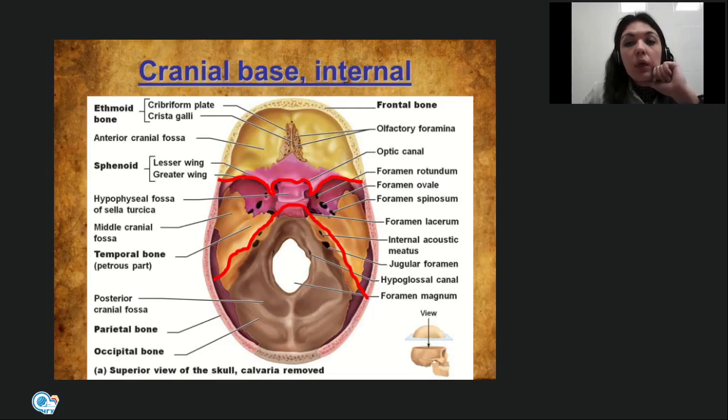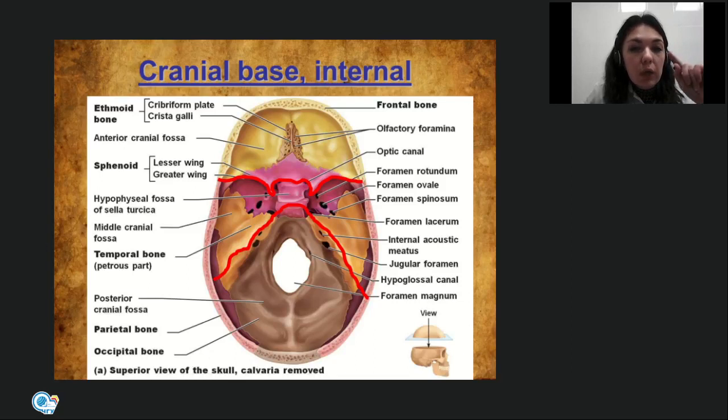The anterior cranial fossa communicates through the foramina in the cribriform plate of the ethmoid bone with the nasal cavity, because the olfactory nerves pass through it to the nasal cavity. Now the middle cranial fossa, fossa cranii media. Anteriorly, it is separated from the anterior cranial fossa by the boundary we have already mentioned. Posteriorly, it is separated from the posterior cranial fossa by the superior border of the petrous part of the temporal bone, and in the middle by the dorsum sellae.